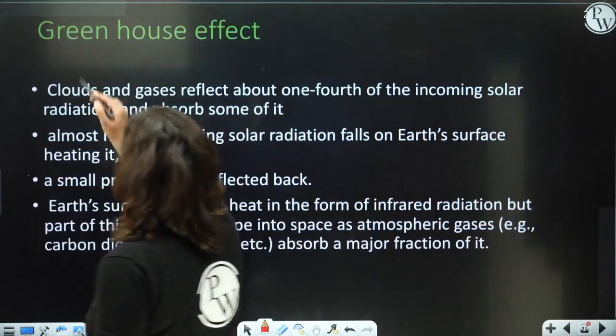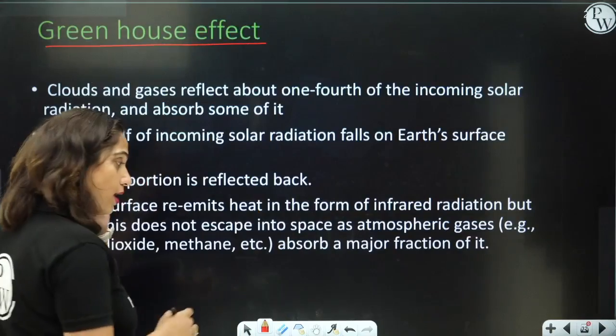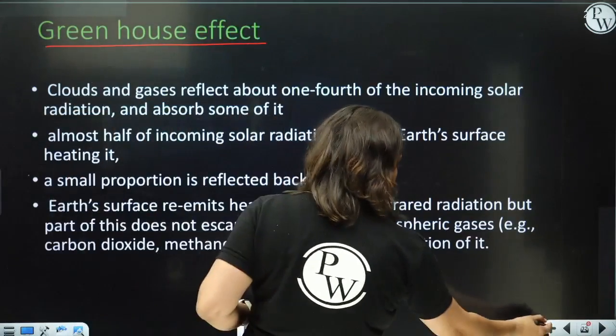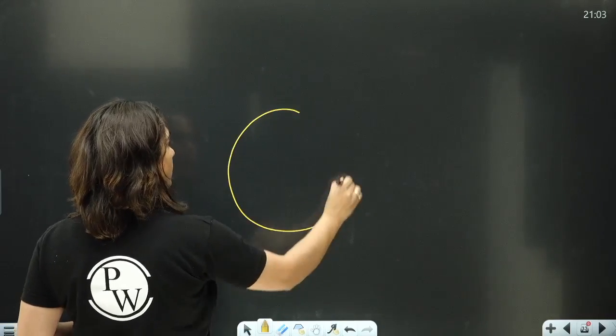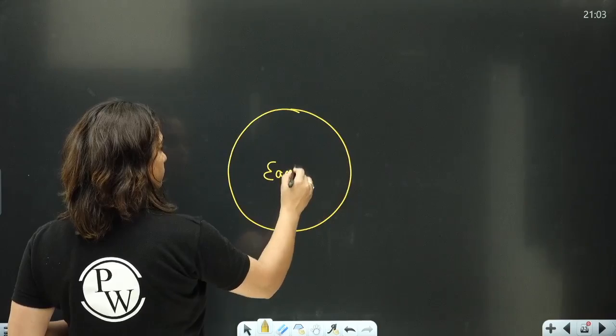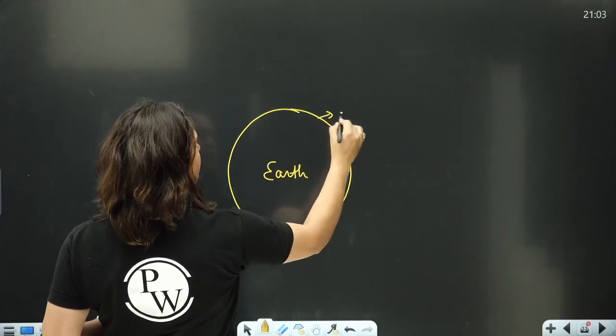Now let's understand the greenhouse effect. So let's make you understand this. This is Earth, right? This is Earth. This is the surface of Earth.